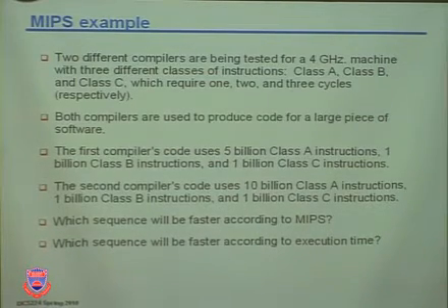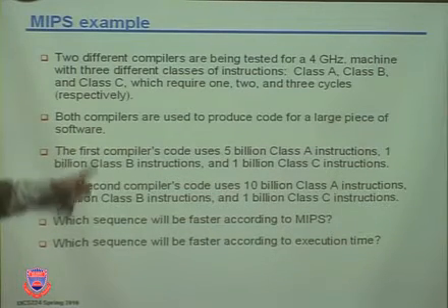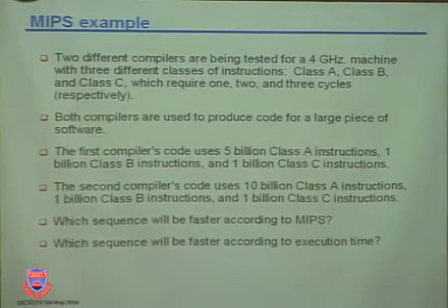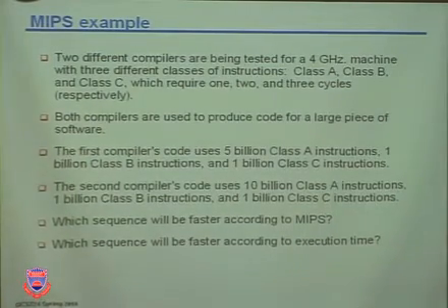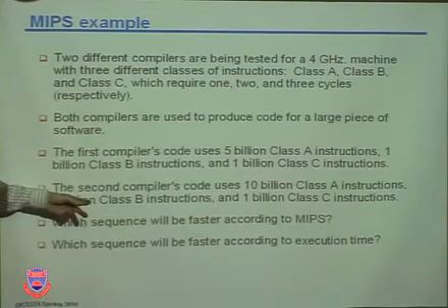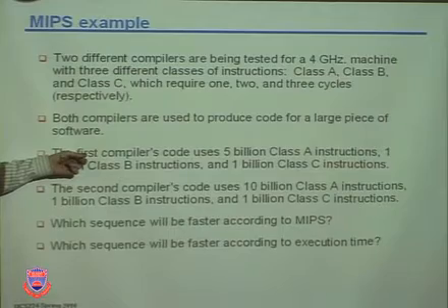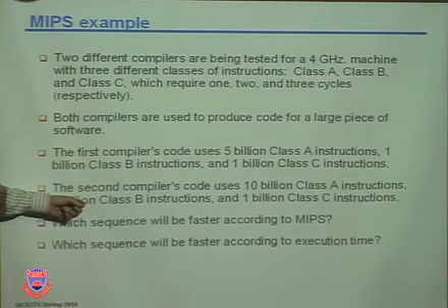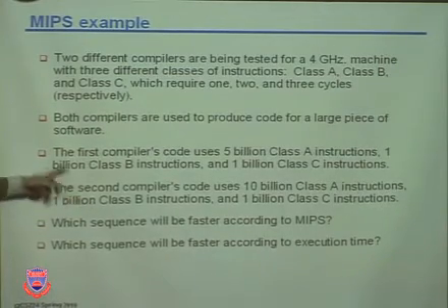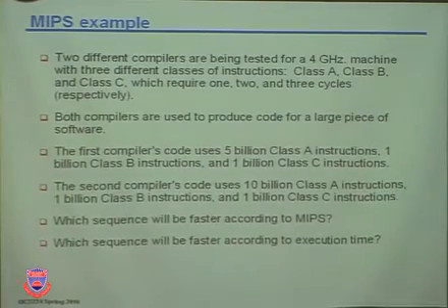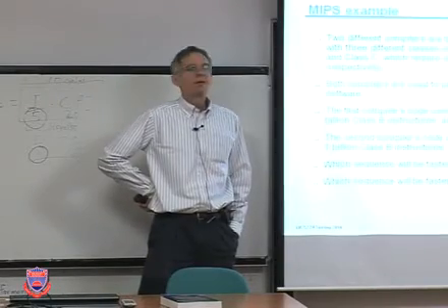MIPS, as I said, is a commonly used measure of performance. What would you think if the first compiler's code ran faster, but the second compiler's code had a higher MIPS? If this is 1800 MIPS, and this is 1400 MIPS, you would say, oh, it's got a higher MIPS. Does that mean it has higher performance? No, because we just finished saying this is going to run faster. This has higher performance. So what do you conclude? MIPS is not a reliable measure of performance.